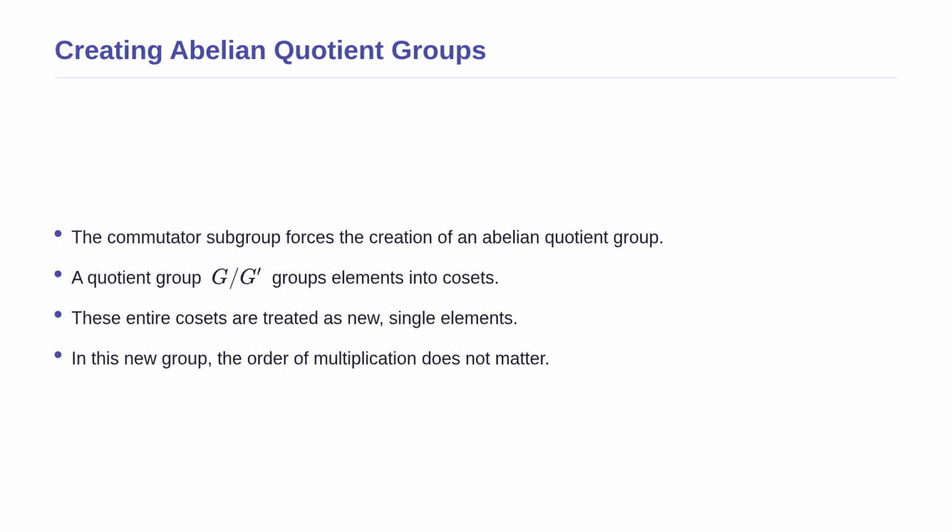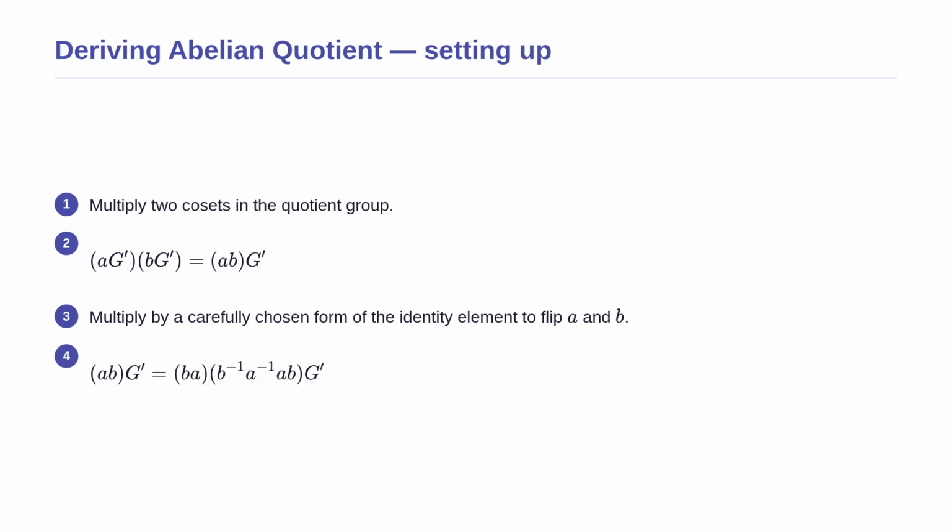So, we have proven that the commutator subgroup is normal. This brings us to its most powerful feature. It forces the creation of an abelian quotient group. A quotient group, denoted as G over G prime, is formed by grouping elements into cosets and treating those entire groups as new single elements. We want to prove that in this new group, the order of multiplication does not matter. We will multiply 2 cosets in one order and show it equals the reverse order. Let us set up the proof to show that this quotient group is indeed abelian.